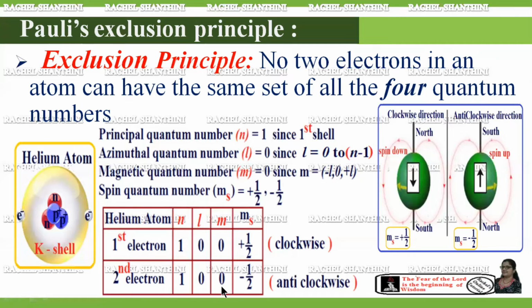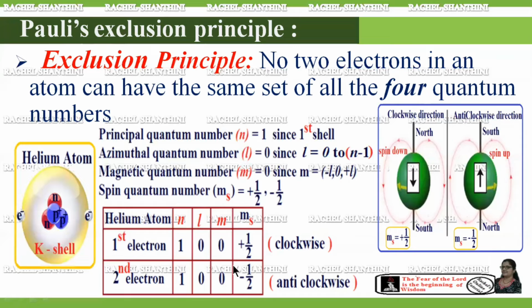Now coming to the fourth quantum number, that is the spin quantum number, which refers to the spin of the electrons. We know it has 2 values, that is plus half and minus half. So the electron which spins in the downward direction, that is in the clockwise direction, will have the value plus half, and the next electron which spins in the upward direction, that is the anti-clockwise direction, will have the value ms equal to minus half. So the second electron will have minus half, right?